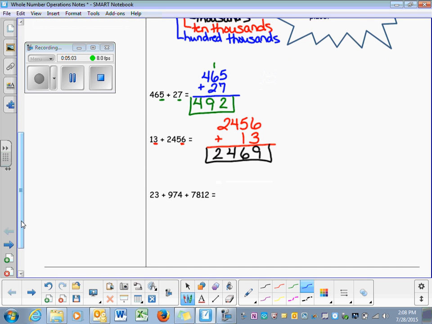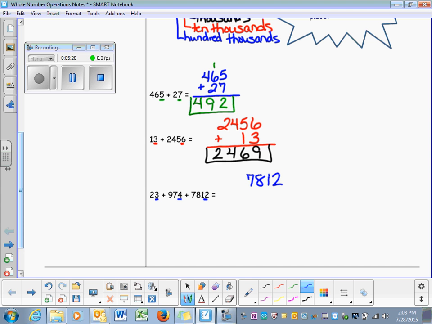For my third addition problem here, I've got three numbers to add together. In 23, 3 is in the ones place. 974, 4 is in the ones place. 7,812, the 12 is in the ones place. And again, I like to put the number that has the most digits on top, and that's just a habit.